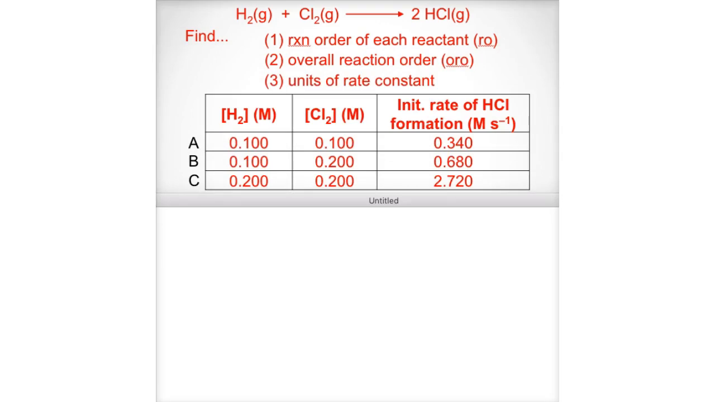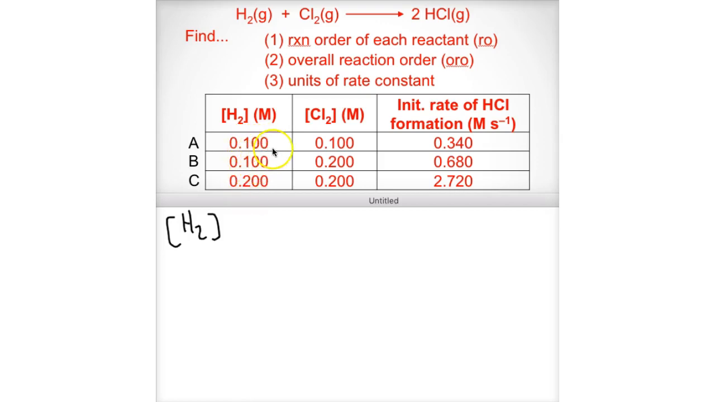So we look at this experimental data. We are going to look at hydrogen first, okay? And we want to know the order of hydrogen. So what we do is we look for a change in hydrogen. So from experiment A to C, we could see that from A to C, the concentration doubles.